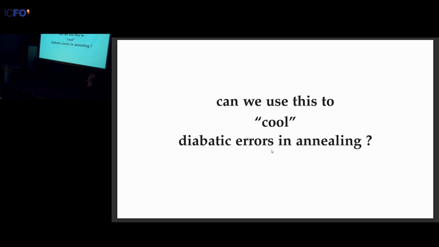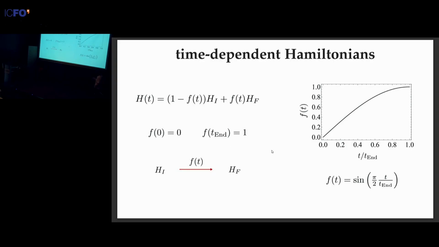Now, in the last part, let me use this idea and see what we can do with it. Our original motivation had been, can we cool in order to speed up annealing? You know that in annealing you need to wait forever in order to reach the final state. What if we want to do it faster? We will get diabatic errors, but if we can cool these errors away, we are fine. So here's the idea of annealing. We start with a simple Hamiltonian and want to go to an interesting Hamiltonian, and we have a switching function. It can be this schedule, it can be any other.